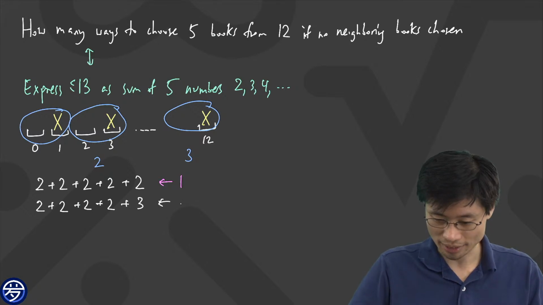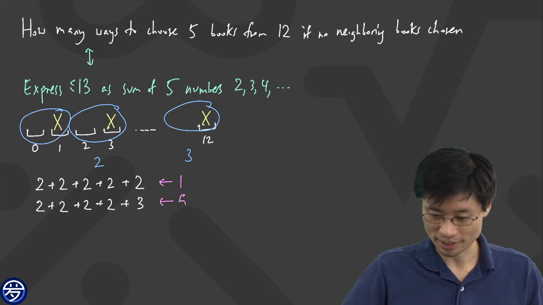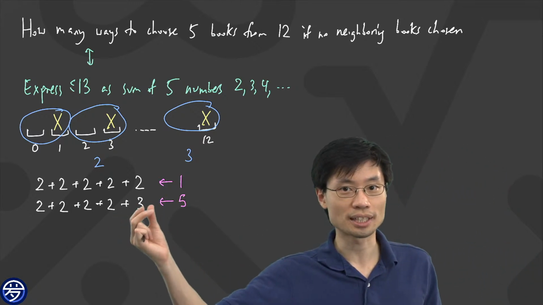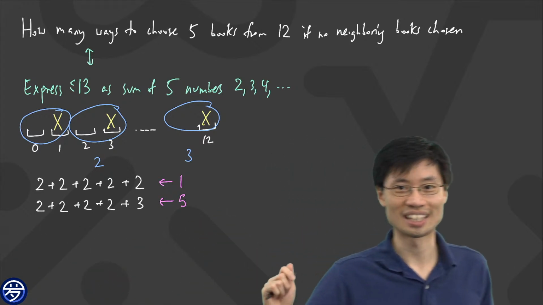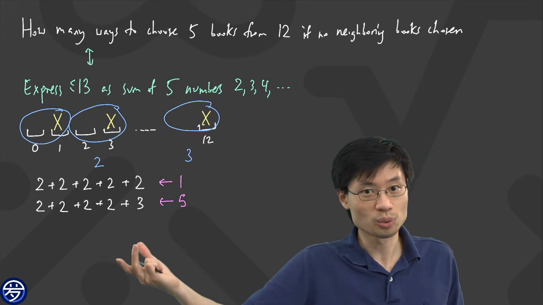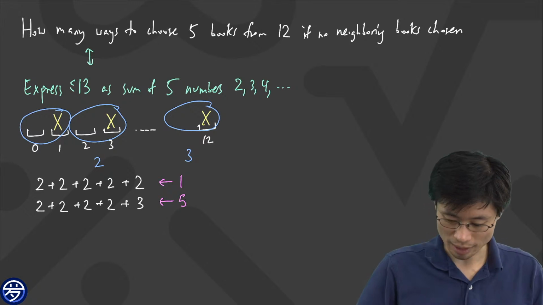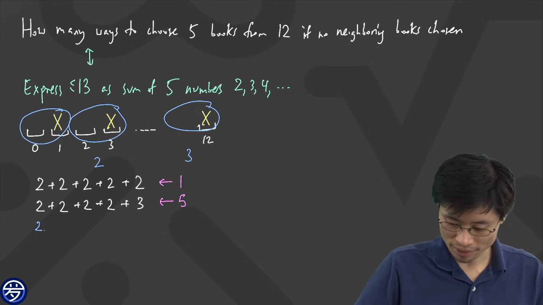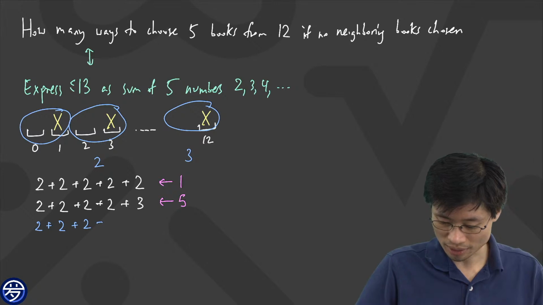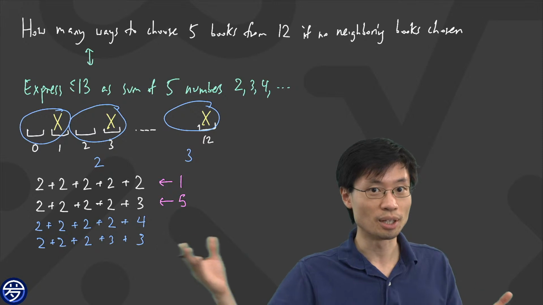How many of these are there? I want pink. How many of these are there? There are 5 of these. The reason there are 5 of these is because I can put the 3 anywhere I want. Okay? So now that's a sum of 11. Well, what's next? Sum of 12, right? Because that's the only way to get sum of 11. How do I get sum of 12? There's actually 2 ways to get sum of 12. One way to get sum of 12 is 2 plus 2 plus 2 plus 2 plus 4. Another way is 2 plus 2 plus 2 plus 3 plus 3. Those are the only 2 ways to get a sum of 12.